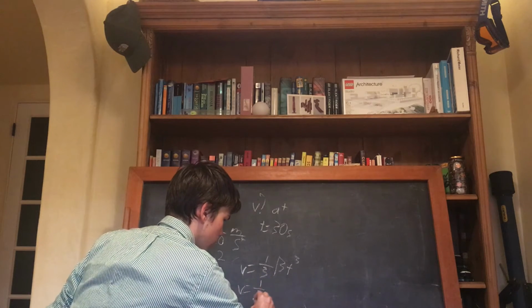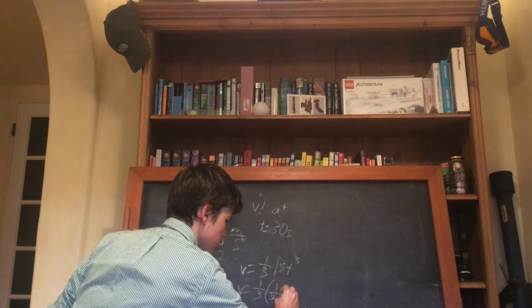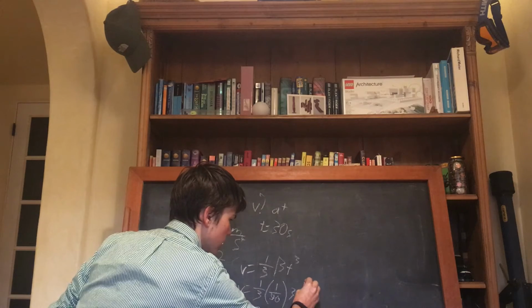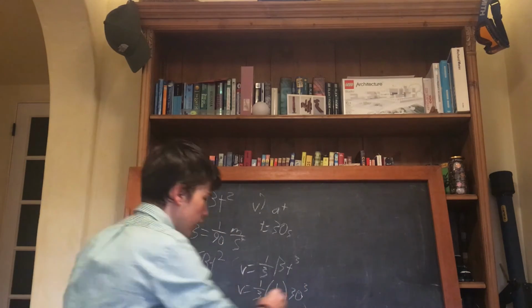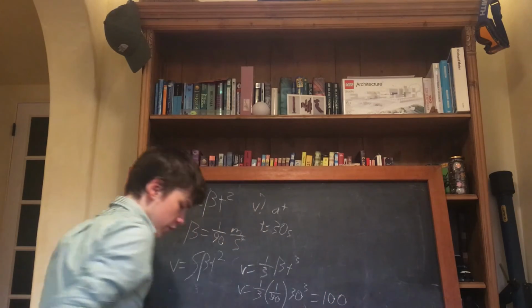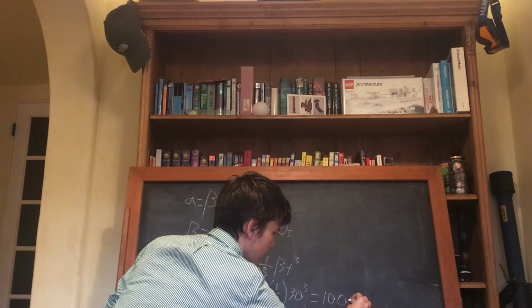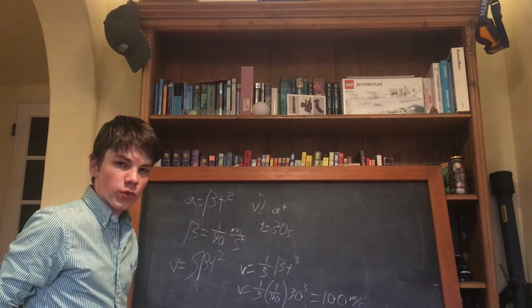So 1/3 times 1/90 times 30 cubed, and that ends up equaling 100. However, don't forget your units. Since we're in velocity, it is meters per second. And for this problem, that would be answer C.